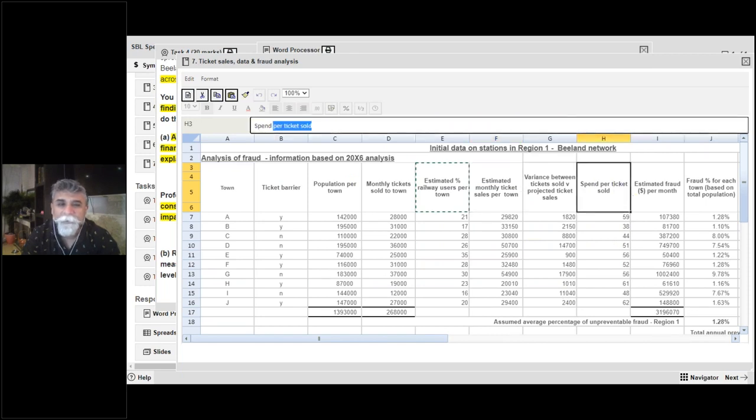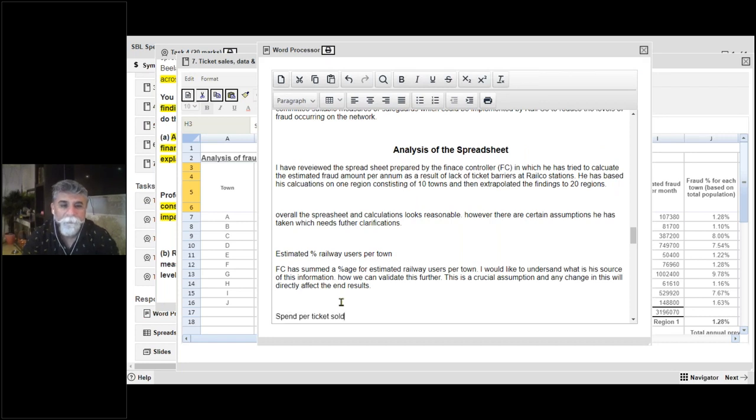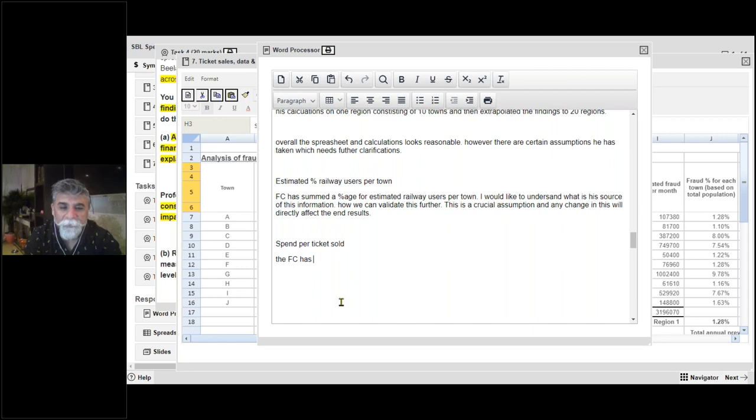Then this one, right? Spend per ticket sold. The FC has assumed different prices for different ticket prices for different regions, towns. I would like to know the basis behind this assumption. Any change in this will affect the value of the calculations, value of the fraud.